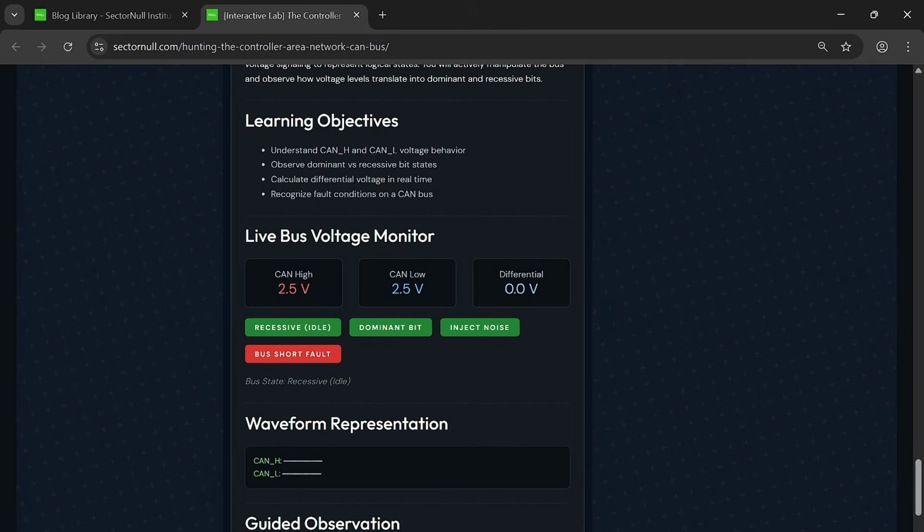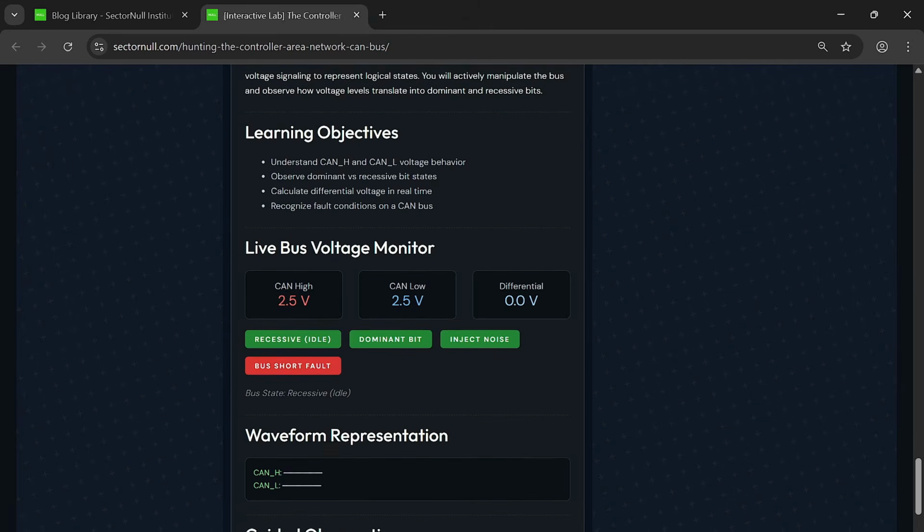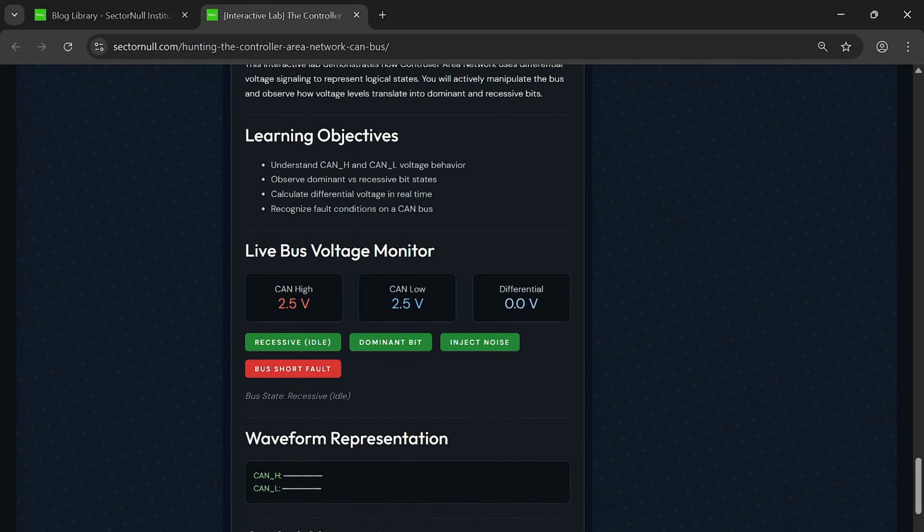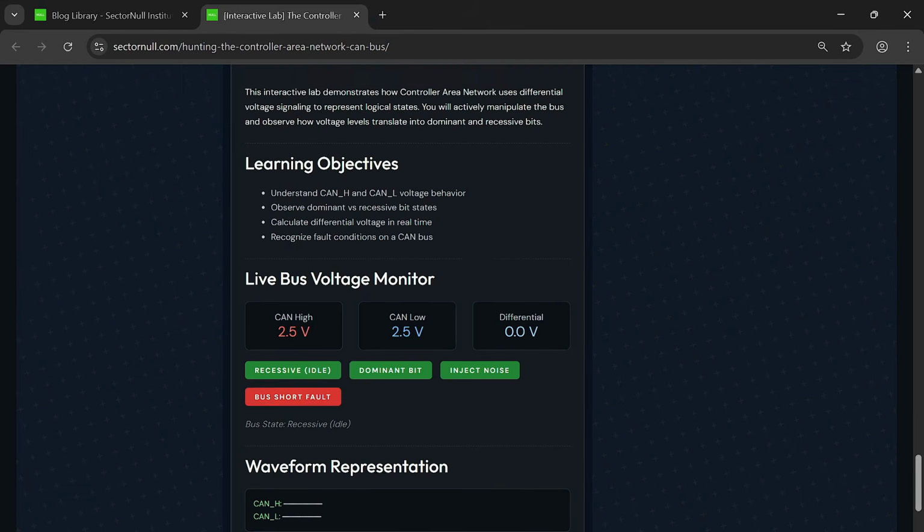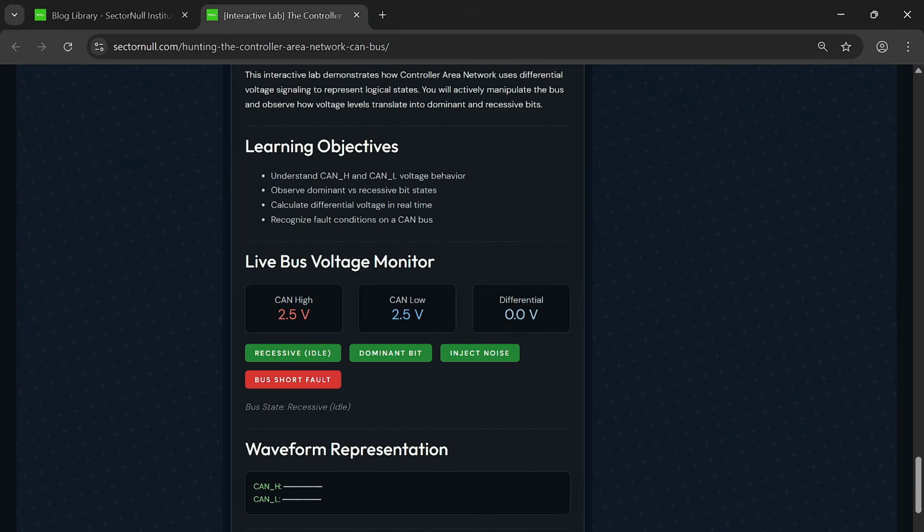You are going to manipulate the bus and watch how the physics of the controller area network bus behaves. Controller area network works because of differential signaling, as I explained in the previous lecture. Not because of magic or software, but because of the voltage relationship between CAN high and CAN low, and we can see the differential here, the difference between CAN high and CAN low. That's why it's called differential signaling.